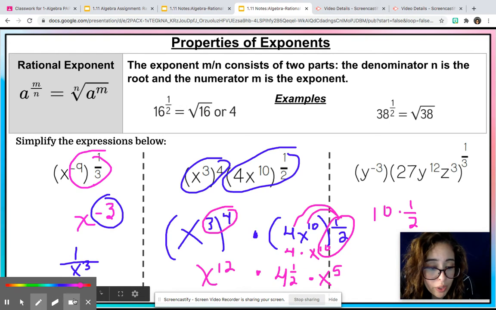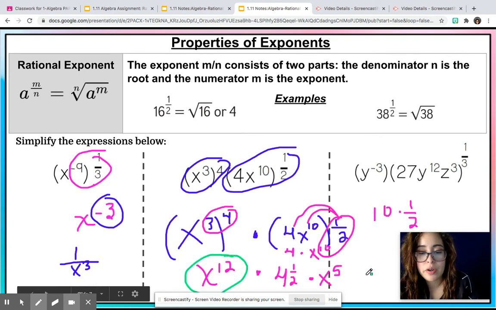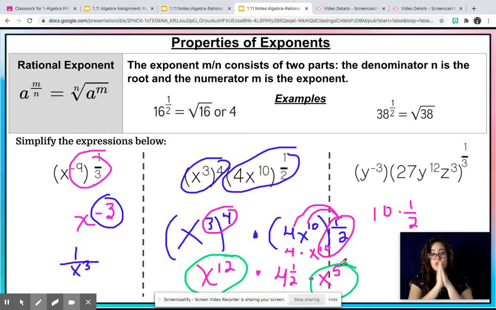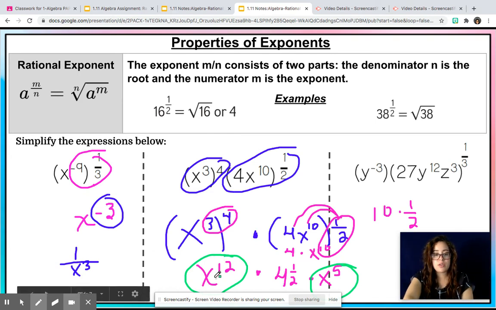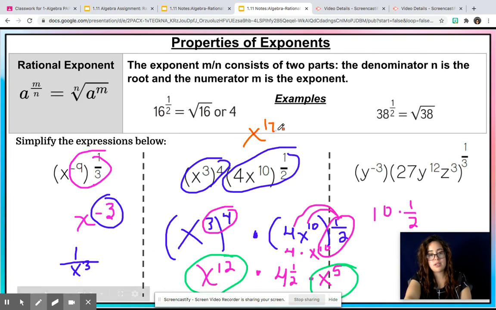Okay, now what I notice here is that we have two terms with the same base. So when that happens, I gotta simplify by combining those two like terms. But there's something that I need to do. When it's a product of powers, I have to add the exponents together. So 12 plus 5 is 17. So then my final answer will look like this. x raised to the 17 times 4 raised to the 1/2.